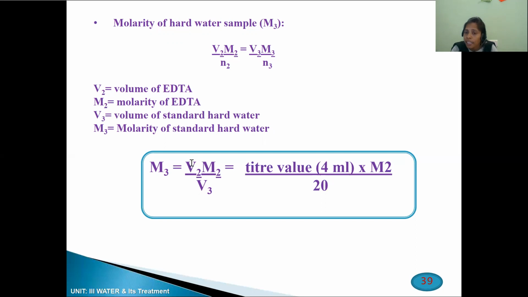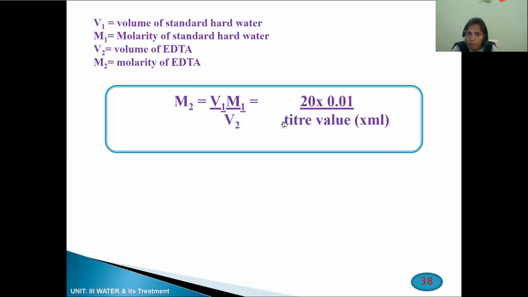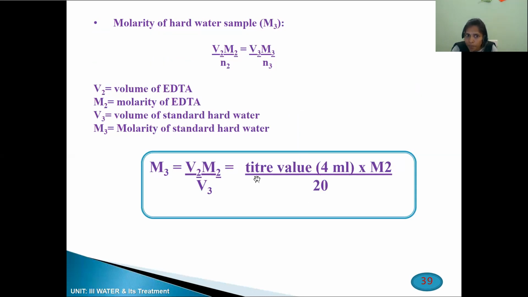V2 is the titer value, that is Y ml, that we got in part B in step 2, into M2. Already we got M2, substitute that M2 here. V3 is 20 ml, as we have taken 20 ml of hard water sample in the conical flask. So Y into M2 divided by 20, we will get M3. So M3 is the molarity of our hard water sample.